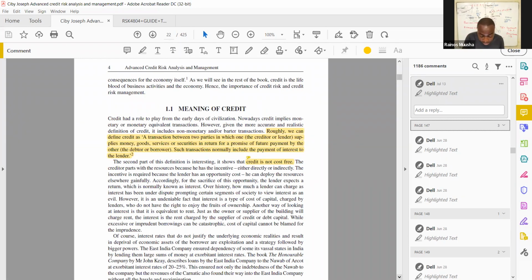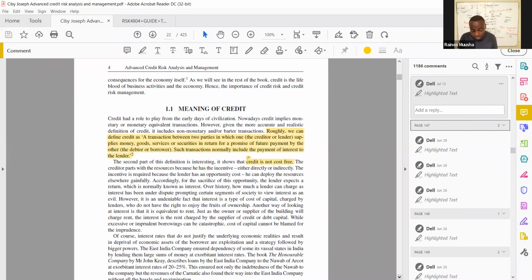If you check on line number 3 of section 1.1, they say, roughly, we can define credit as a transaction between two parties in which one, the creditor or lender, supplies money, goods, services, or securities in return for a promise of future payment by the other, which is the debtor or borrower. Such transactions normally include the payment of interest to the lender.